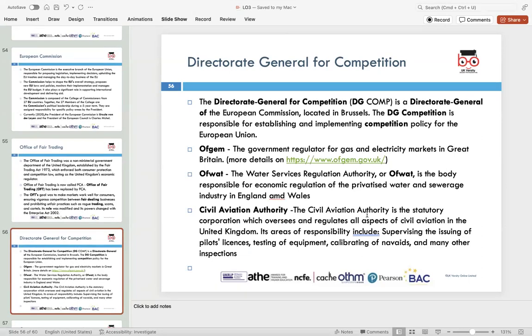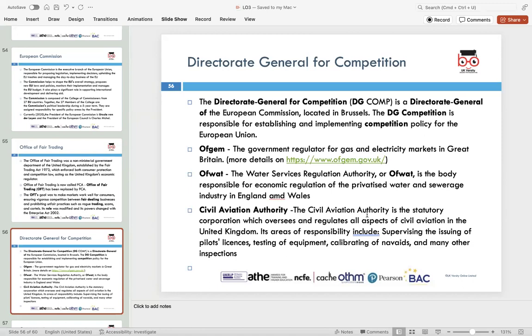Next is DGC, or Director General Competition. The Director General for Competition, or DG Competition, is appointed by the European Commission with its headquarters situated in Brussels. It is the responsibility of the Director General for Competition to formulate and carry out the overall competition strategy for the European Union.